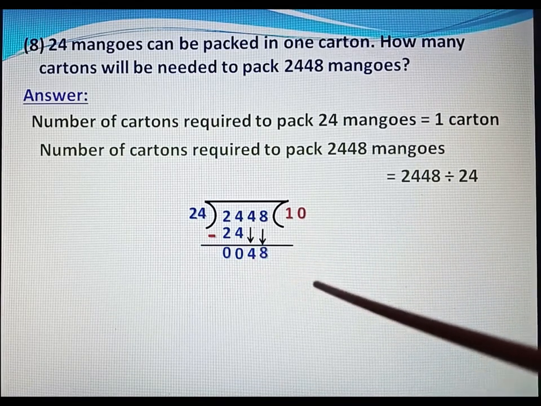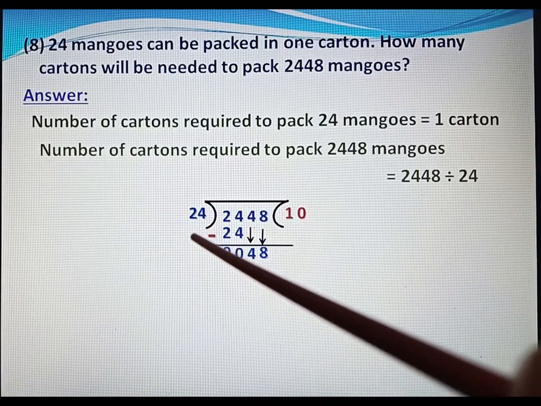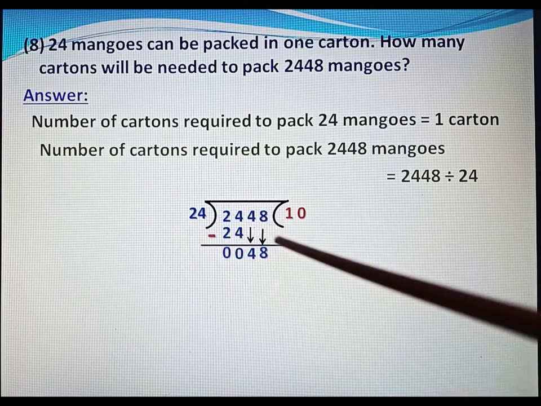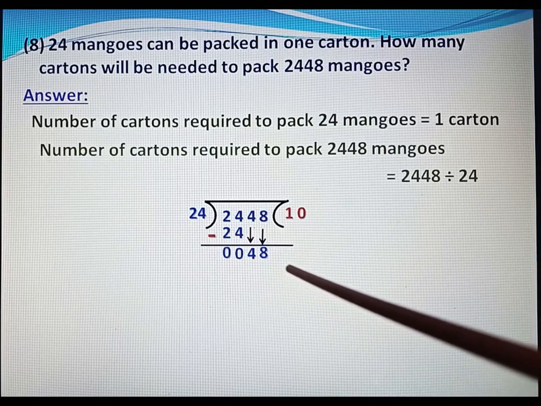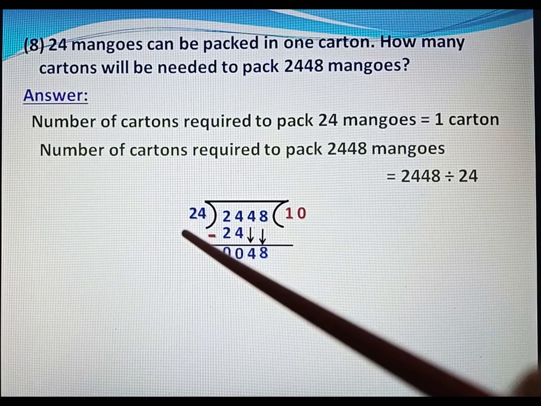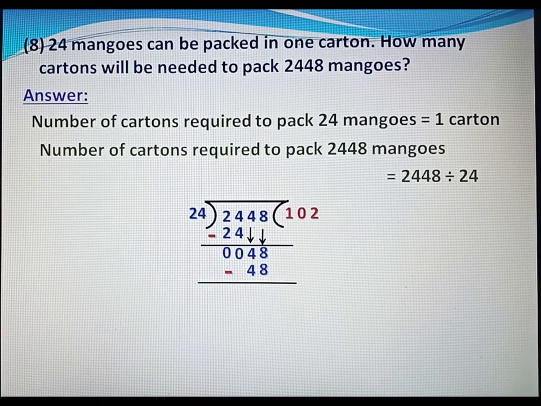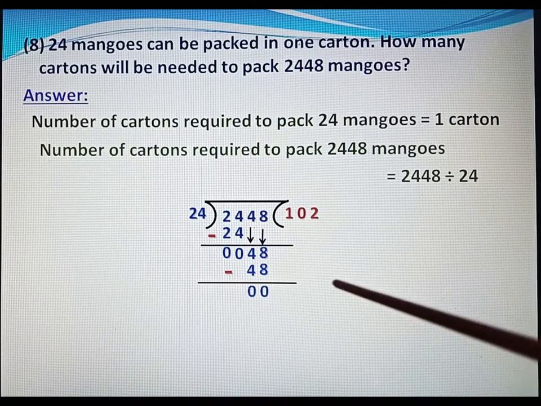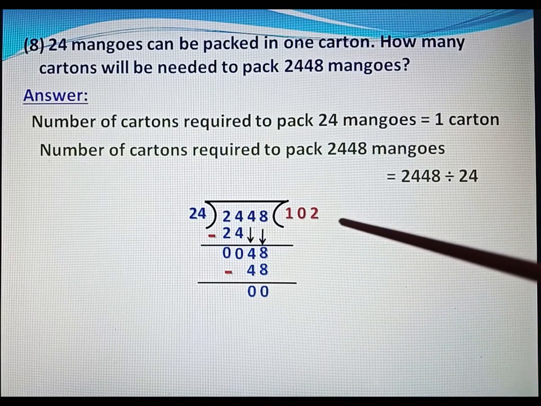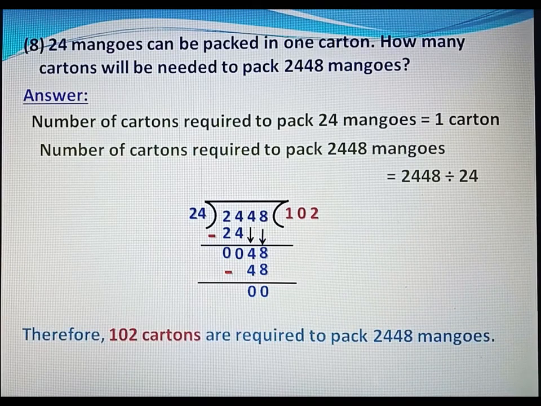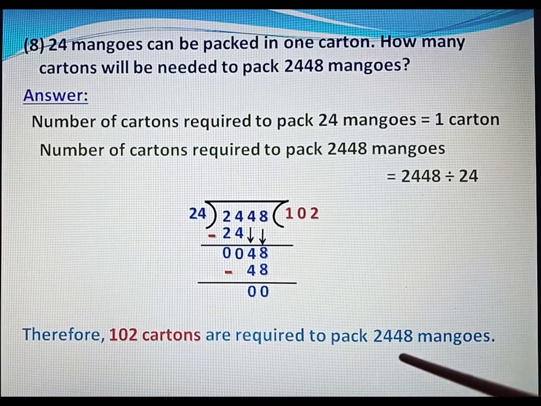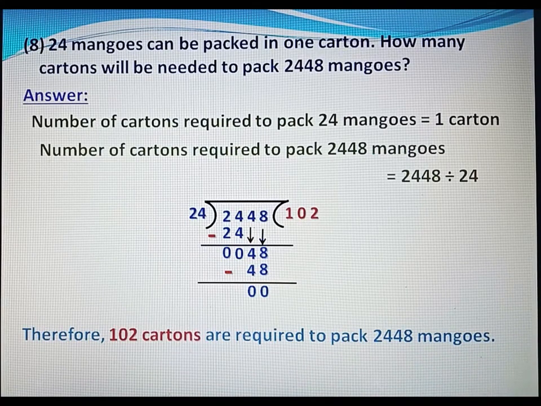Now number formed is 48. Now again we will multiply 24 by that number so that it is equal to 48 or less than 48. It should not be greater than 48. So we will multiply 24 by 2. 24 multiply 2 equal 48. And then we will do subtraction. 8 minus 8, 0. 4 minus 4, 0. Hence remainder is 0 and quotient is 102. Therefore 102 cartons are required to pack 2,448 mangoes. These were the solutions of lecture number 7.